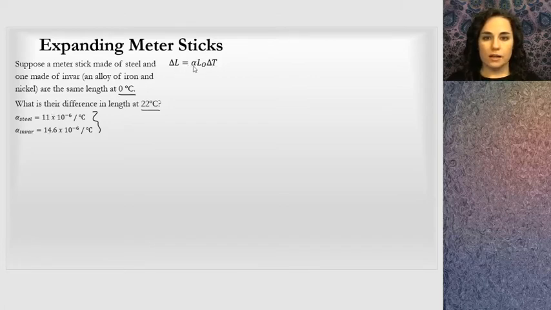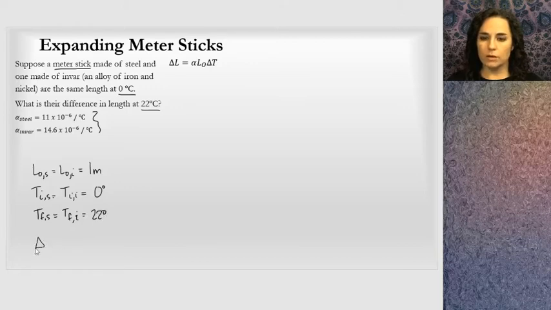I've put here delta L equals alpha L naught delta T. I'm going to note that each one is a meter stick, so L naught for the steel equals L naught for the Invar, which is 1 meter. I'm also going to note that T initial for the steel equals T initial for the Invar, which is 0 degrees. T final for the steel equals T final for the Invar, which is 22 degrees. So delta T for the steel will equal delta T for the Invar, which is 22 degrees Celsius. That's the temperature change for them.